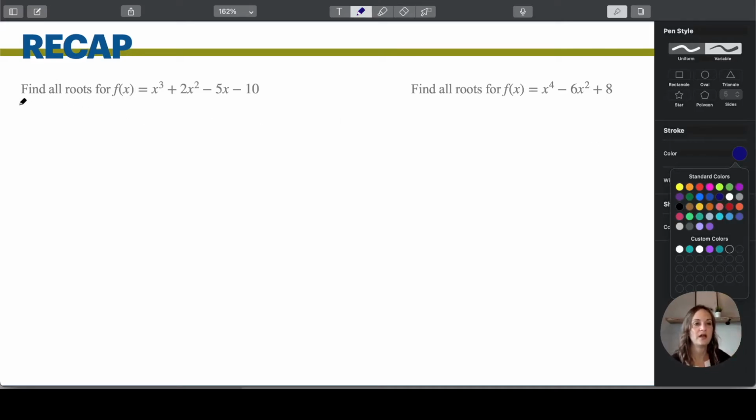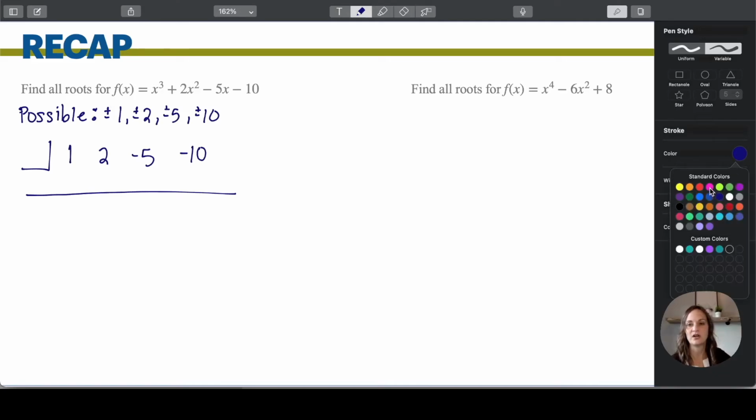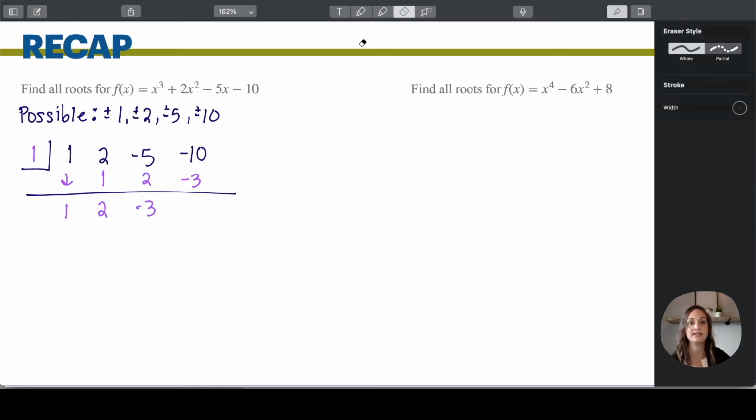Okay, so what I'm going to do is first find all of the possible zeros, which is going to be plus or minus 1, plus or minus 2, plus or minus 5, and plus or minus 10, based off of our constant. So we build a shelf. I always like to start off with the number 1, so let's see if 1 works. Bring down the 1, 1, 2, 2, -3, -3. Okay, that will not give me a 0. So that did not work.